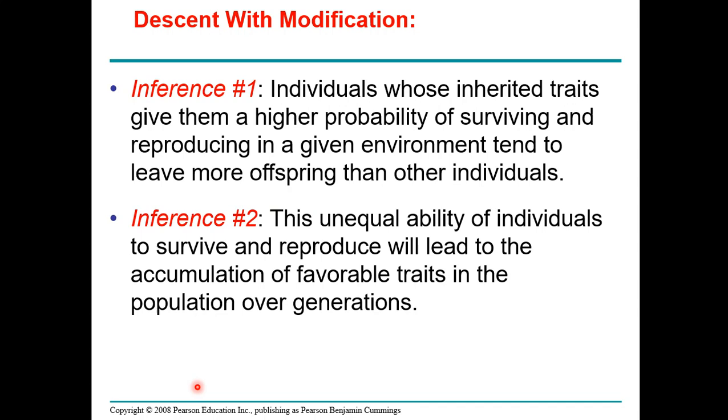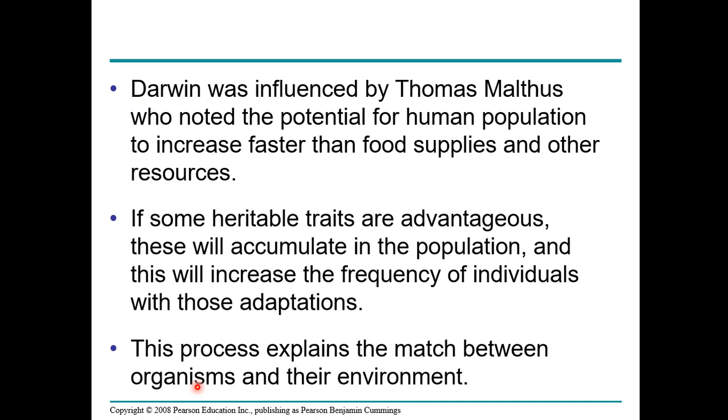So, if some heritable traits are advantageous, these will accumulate in the population and will increase the frequency of individuals with those adaptations. Favorable traits will be more likely to be retained or inherited by the next generation compared to the unfavorable ones. So, this process explains the match between organisms and their environment. If you are not suited to the environment, you will become what? Either you don't survive and become extinct, or you evolve. You acquire favorable traits that will suit you to the environment. So, that's just two things.